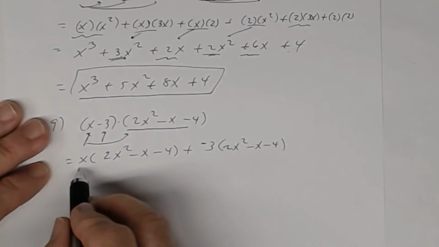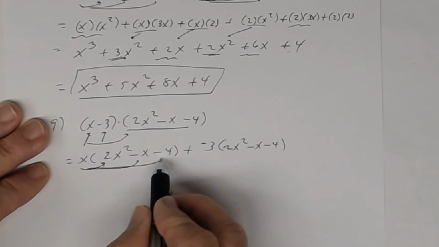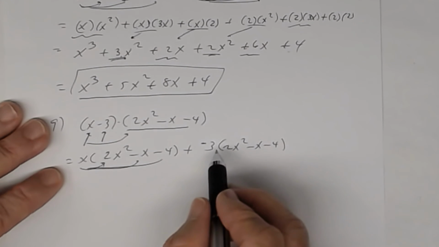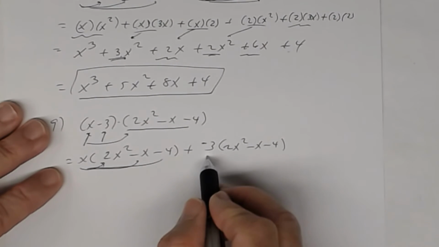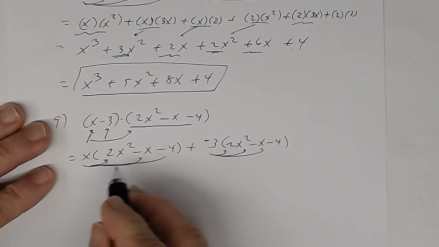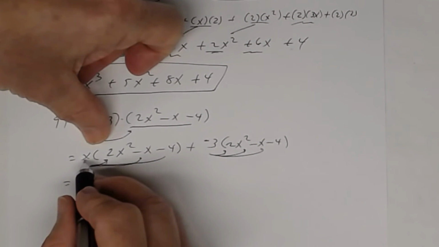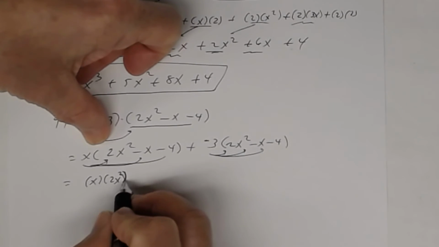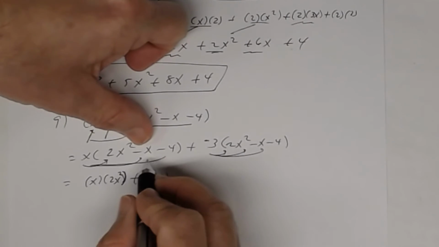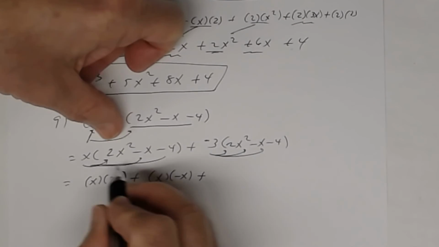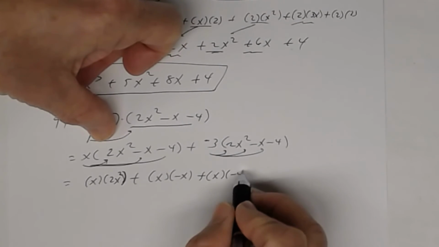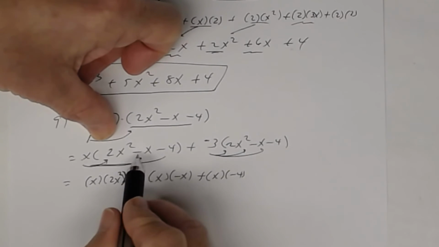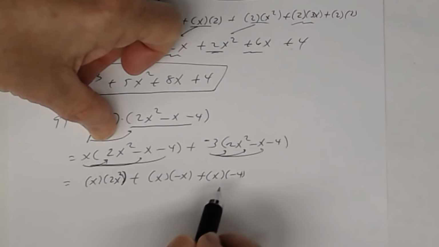Okay? So now using distributive property, so every term inside this parentheses has to be multiplied by x. And every term inside this parentheses has to be multiplied by negative 3. So in your mind, you're thinking x times 2x squared, that's a cubed here, plus x times a negative x, plus x times a negative 4. That's what you're saying. x times 2x squared, x times a negative x, x times a negative 4.